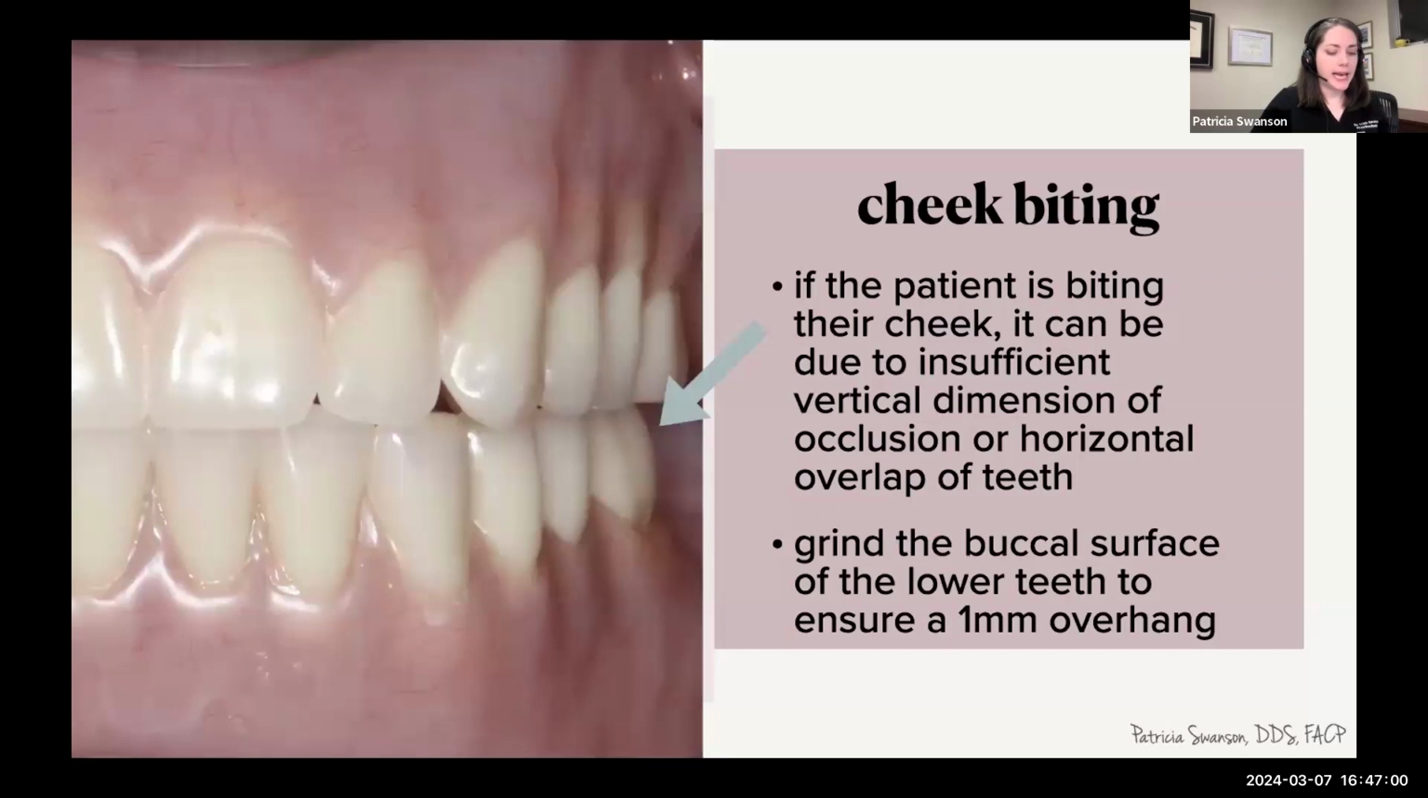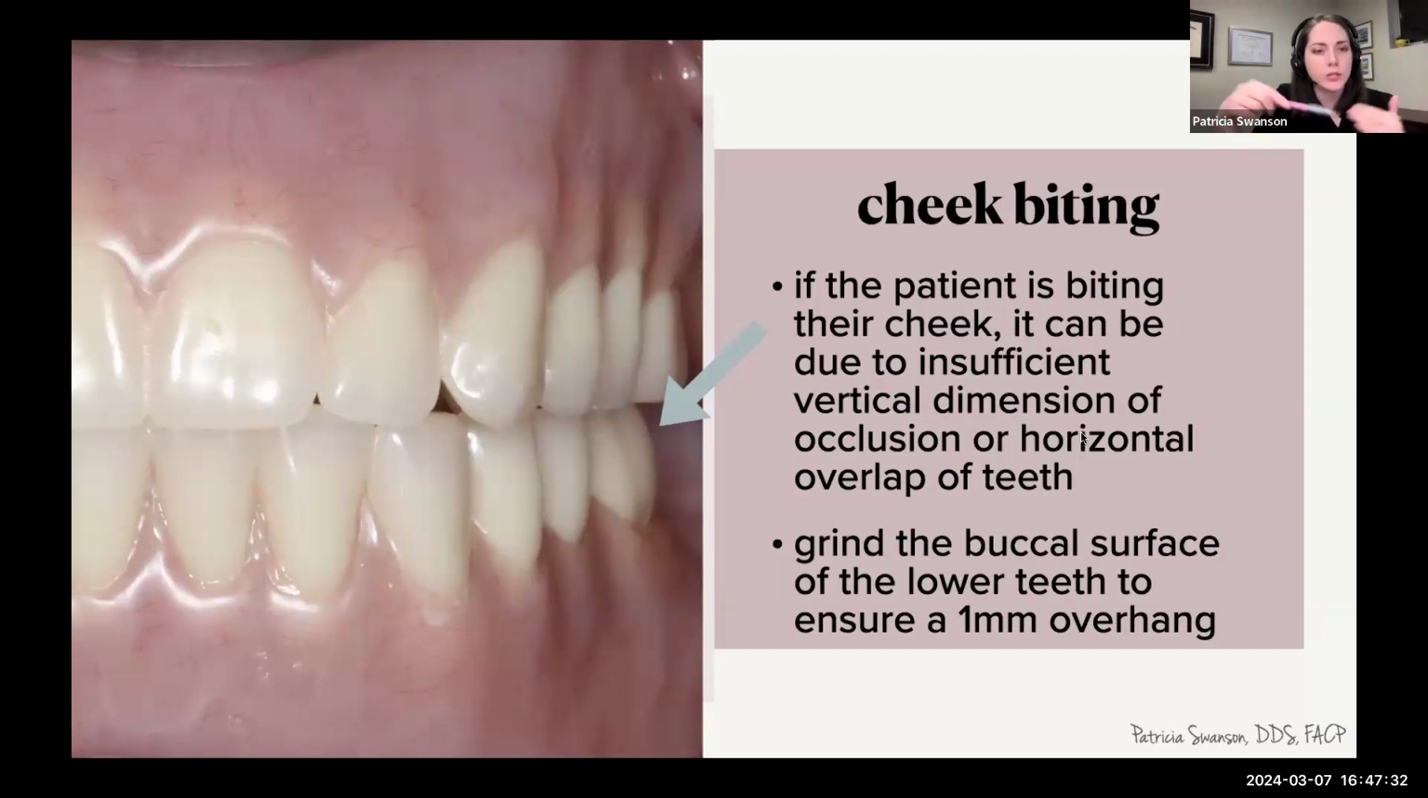If the patient is having an issue with cheek biting, that is because of insufficient vertical dimension. So you didn't make the teeth tall enough when you first started, or because the teeth are right on top of each other. So they're overlapping perfectly and they're becoming this little guillotine for their cheek. So if that's happening, you can either grind the buccal surface of your mandibular teeth to create a 1 millimeter overhang, or on a brand new denture, regular tooth composite sticks really nice to the denture tooth.